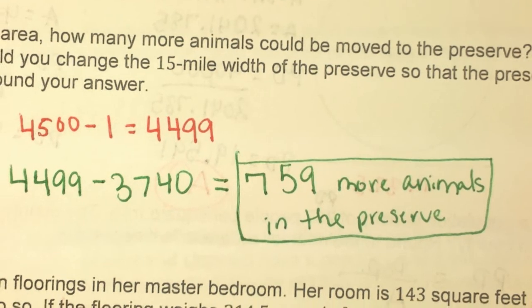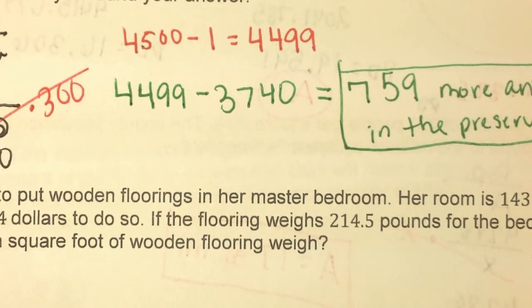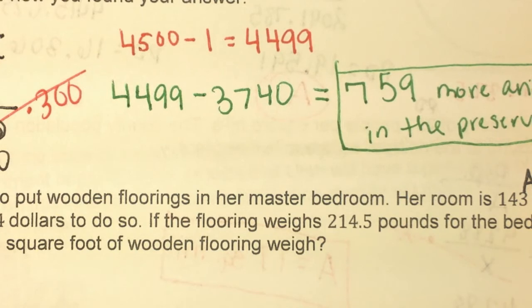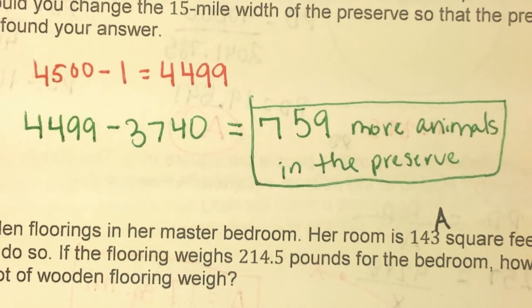Ashley wants to put wooden flooring in her master bedroom. Her room is 143 square feet. Okay. It will cost her $1,144 to do so. If the flooring weighs 214.5 pounds for the bedroom, how many pounds does a square foot of wooden flooring weigh?